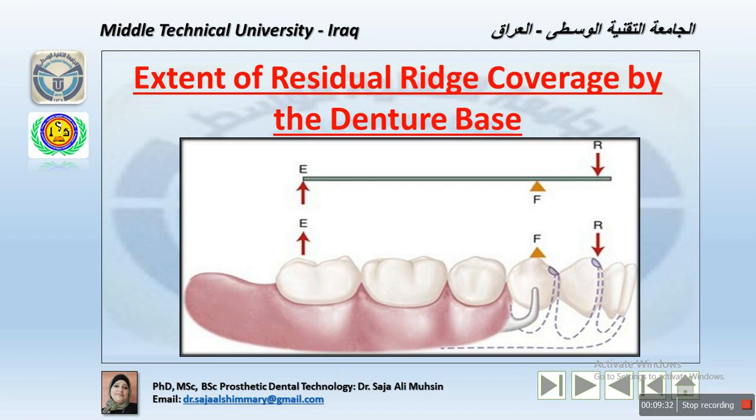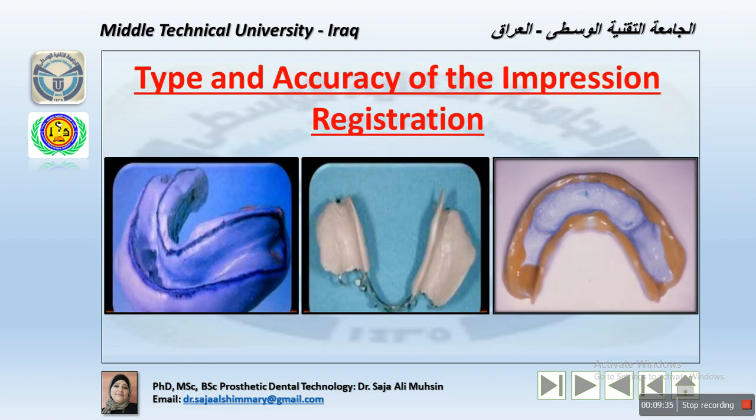Now, what about the type and accuracy of the impression registration? The residual ridge may be said to have two forms, the anatomic form and the functional form. What is the difference between the anatomical form and the functional form? We are going to discuss this. The anatomic form is the surface contour of the ridge when it is not supporting an occlusal load, while the functional form of the residual ridge is the surface contour of the ridge when it is supporting a functional load.